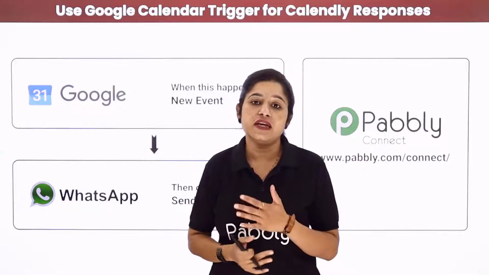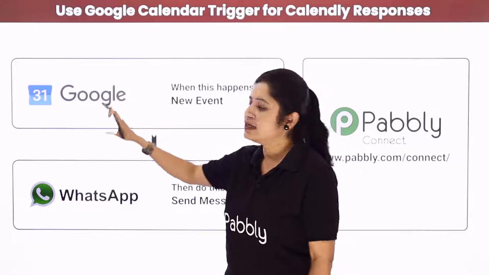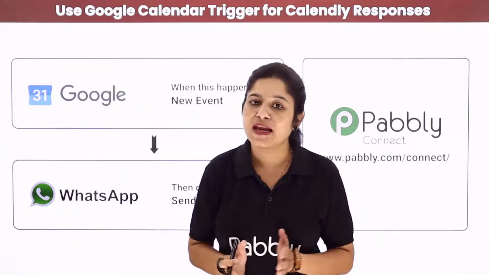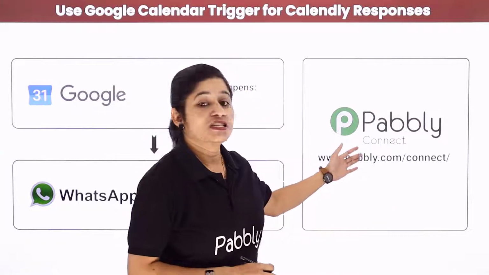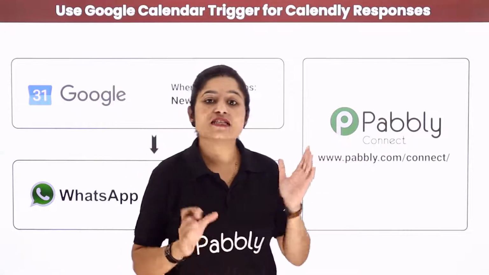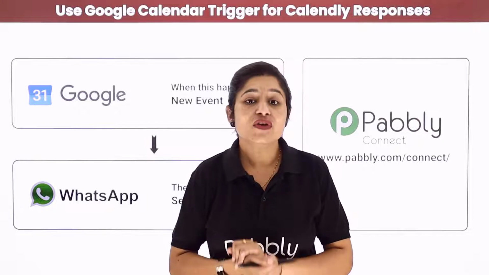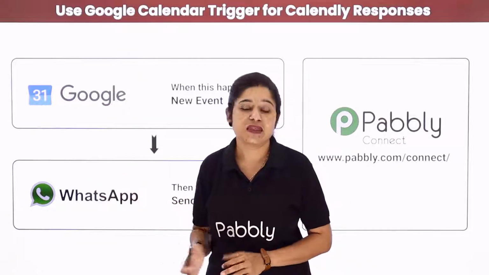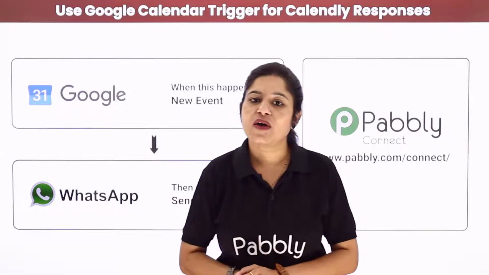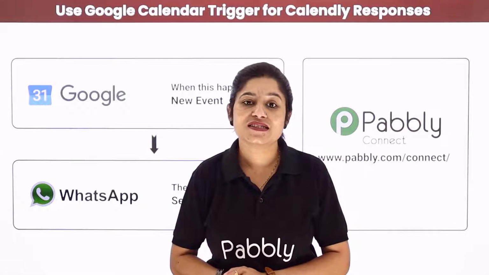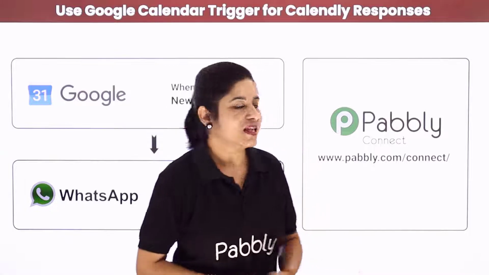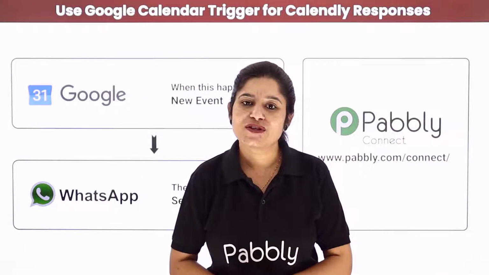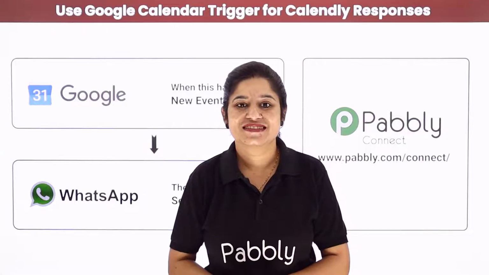For this, we need to create a connection between Google Calendar and WhatsApp. And in order to create a connection, we are going to use a software application named Pabbly Connect. So basically, Pabbly Connect is an automation and integration software which will help us in integrating Google Calendar with WhatsApp automatically. The best part here is it doesn't require any coding skills or programming knowledge. Even a non-technical person can use this software application very easily. So let us learn the integration process now on my screen.